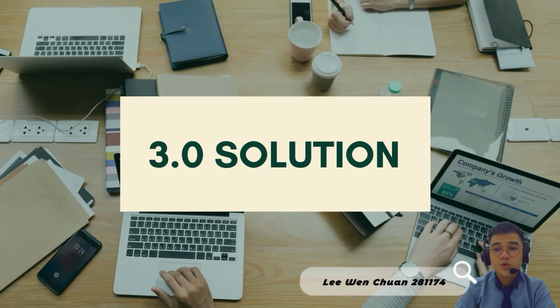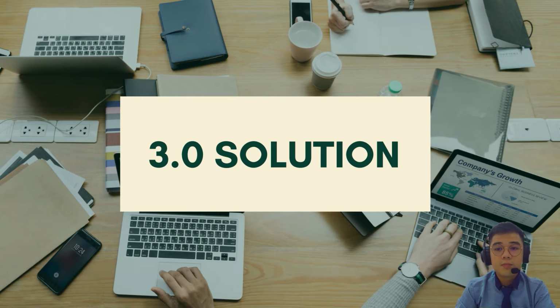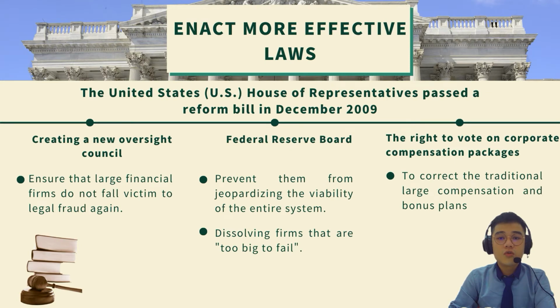My name is CHUAN and my matric number is 281174. I will continue presenting the part on solutions for legal fraud. Countries must enact more effective laws to prevent incidents like legal fraud from festering and causing another great recession.